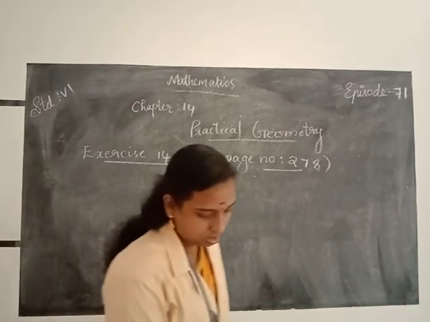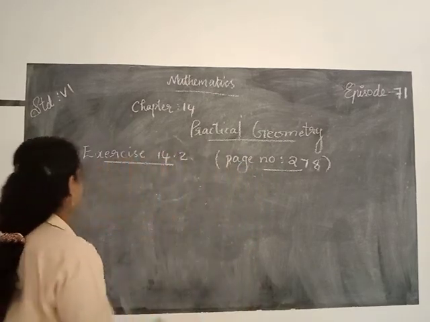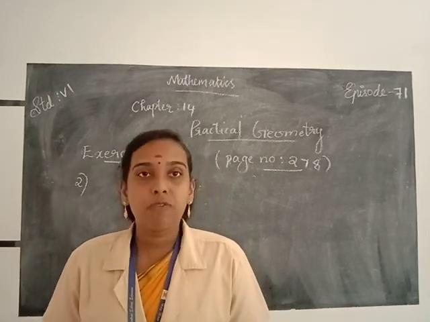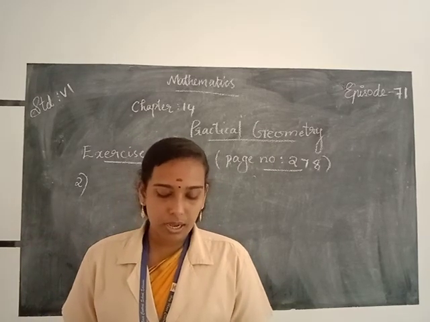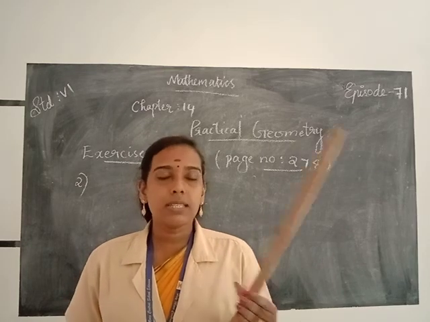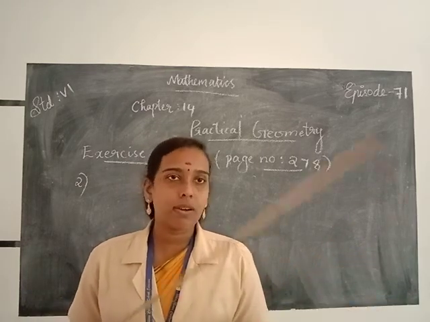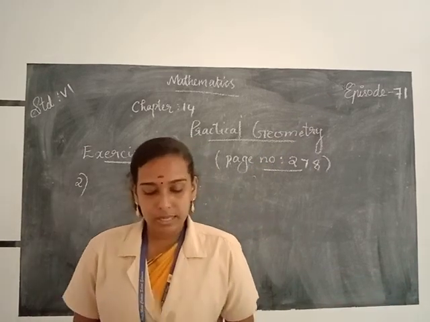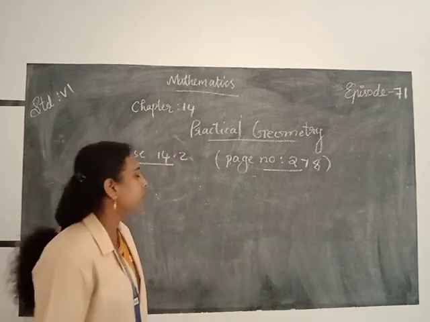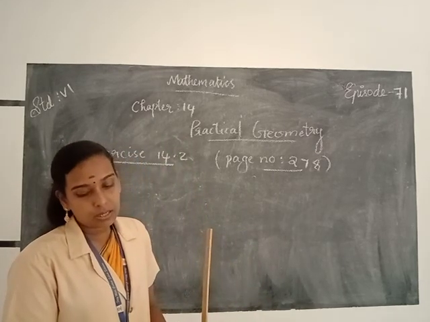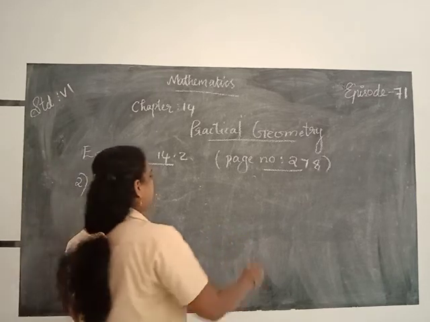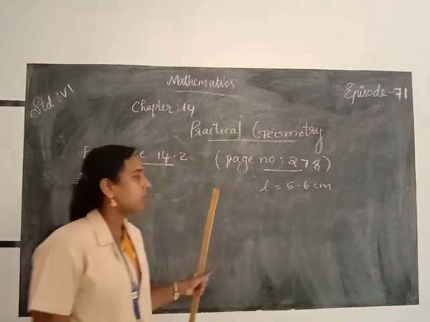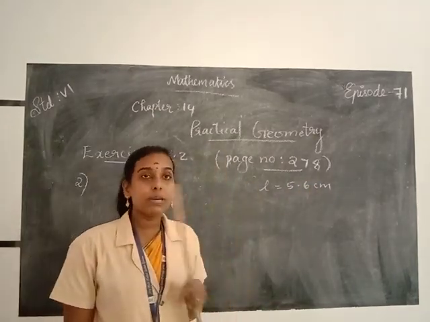Question number 2. Construct a line segment of length 5.6 centimeter using ruler and compass. Here in the first question we wanted to draw a line segment only by using our ruler, and in the next question, construct a line segment of length 5.6 centimeter using ruler and compasses. Here we want to draw the line segment by using the compass and the ruler.